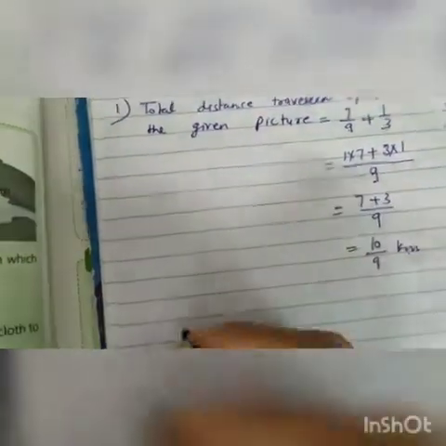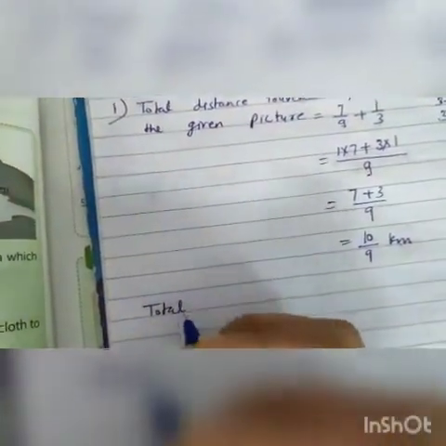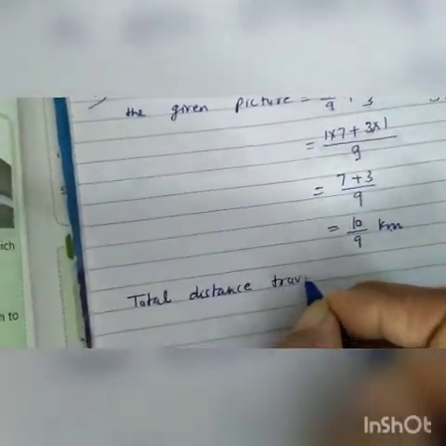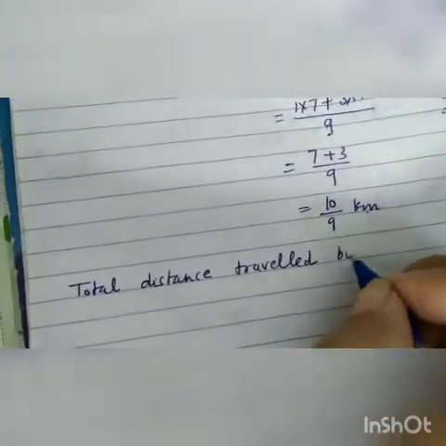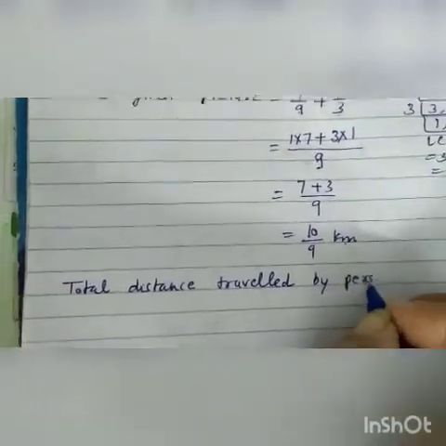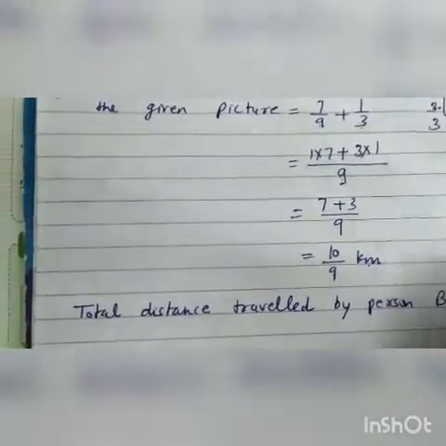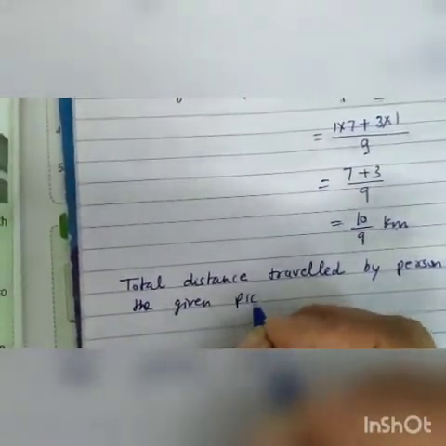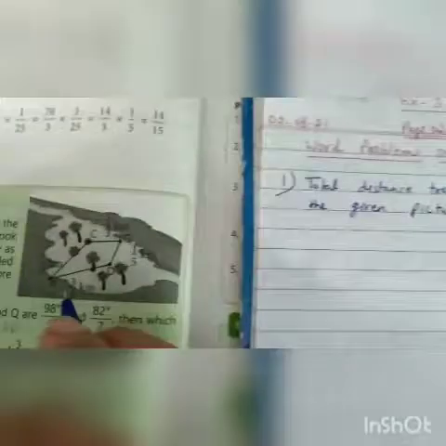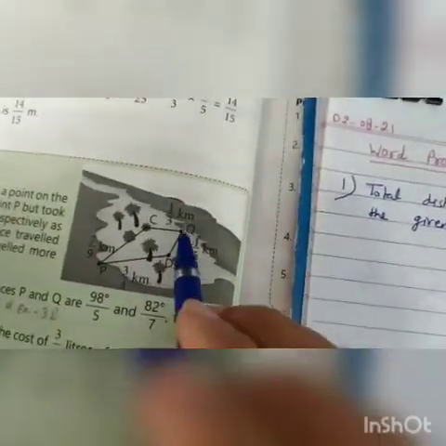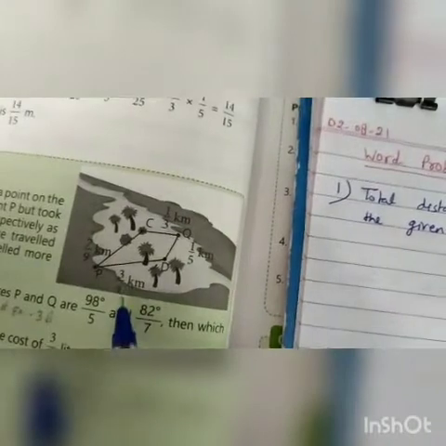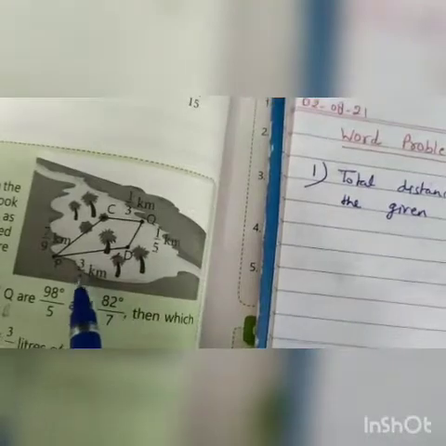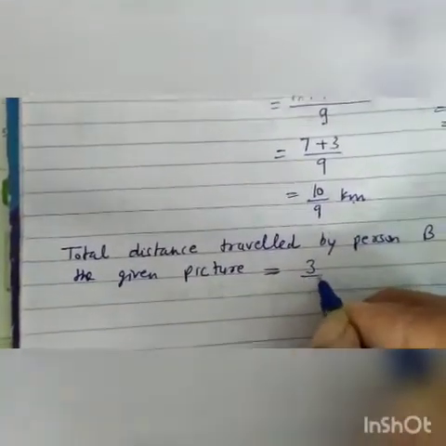In the same manner, we will find the distance travelled by person B. Total distance travelled by person B in the given picture. So person B is using path PDQ. Distance from P to D is 3/4 and distance from D to Q is 1/5. We will add these two numbers, 3/4 plus 1/5.